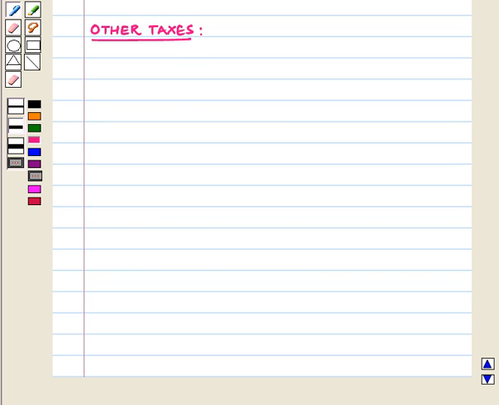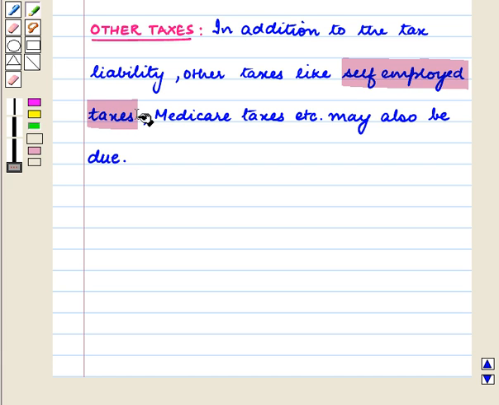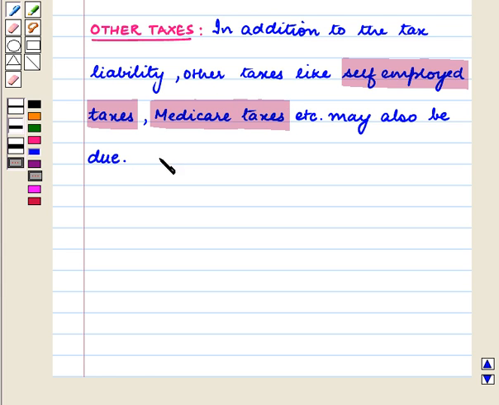Now let us see what are the other taxes. In addition to tax liability, other taxes like self-employed taxes, Medicare taxes, etc. may also be due. These taxes are added to the tax liability.